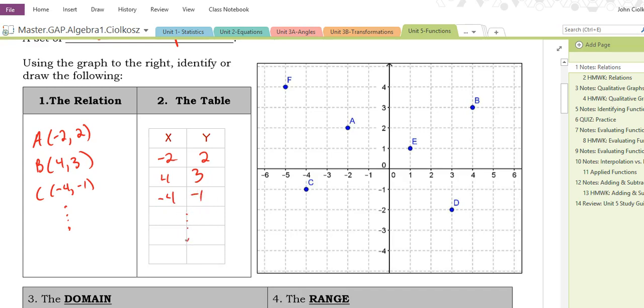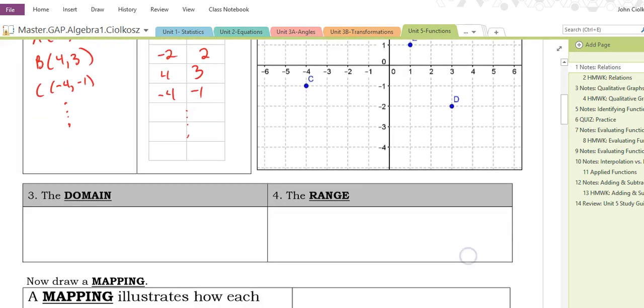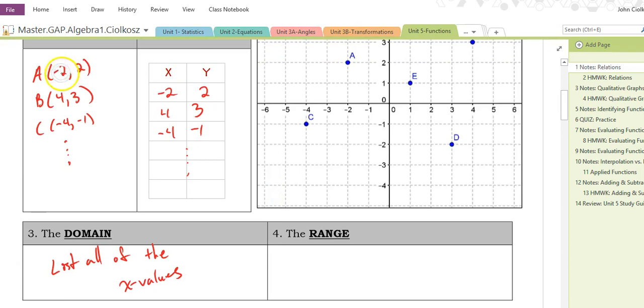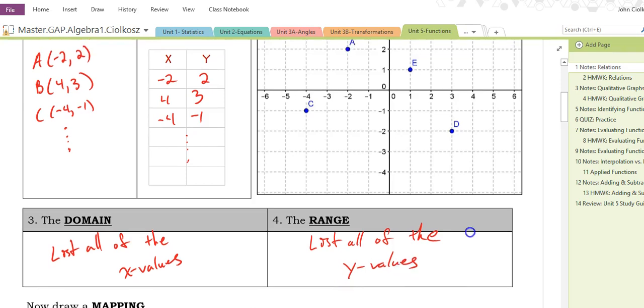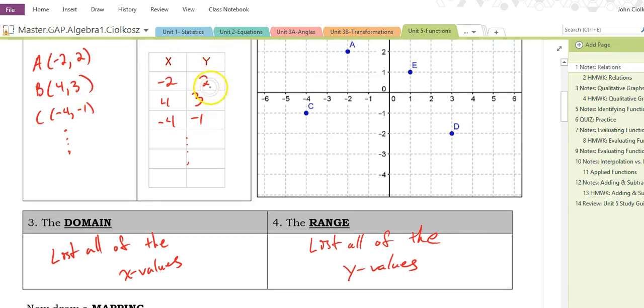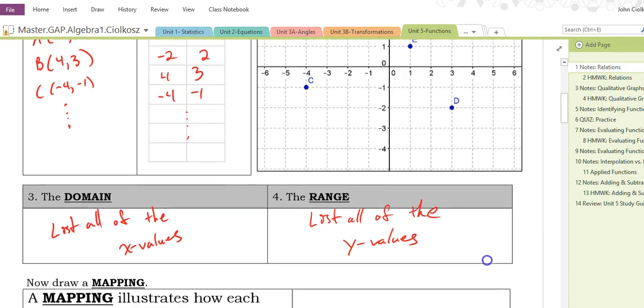So not a whole lot of crazy new stuff. The domain, this is where we would list all of the x values. So I would write out the points: -2, 4, -4, as well as the rest. The range lists all the y values. So I'd list out my y's: 2, 3, -1, all the way through.